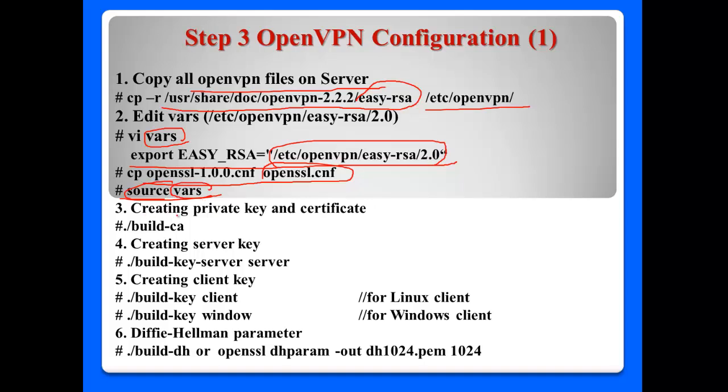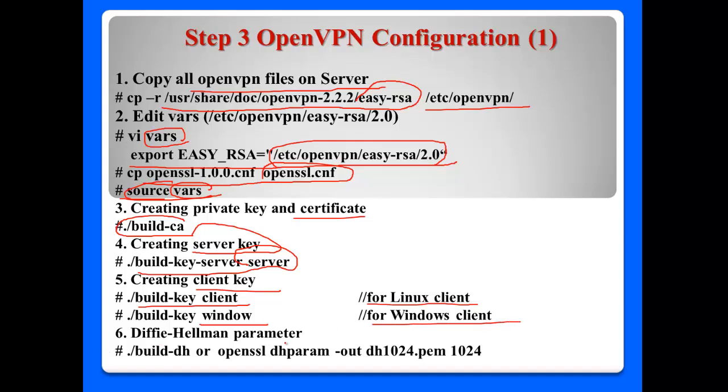And after number 3, creating a private key and certificate as a CA using this one. And now, number 4, create a server key using this one, build-key-server and server. Number 5, we'll make 2 kinds of keys for the client. First one, build-key client. This one will be for the Linux client. And build-key windows, this one will be the Windows client.